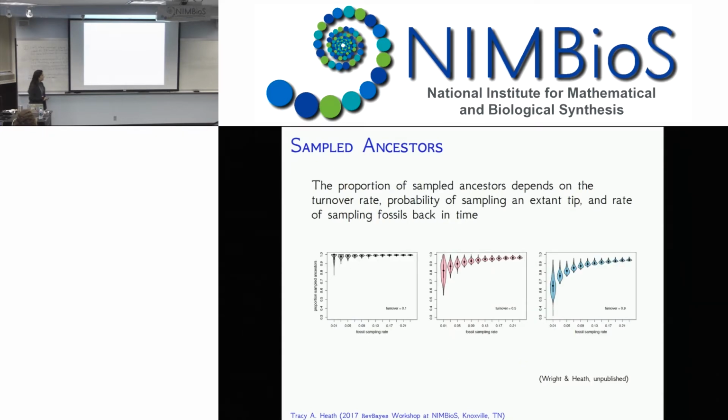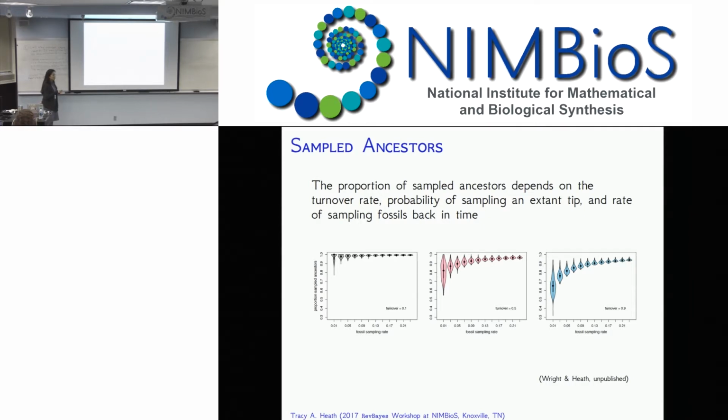And so postdoc April Wright and I actually did some simulations on this where we were just looking at, what is the proportion of sampled ancestors in simulated data? So here what we did is we varied the turnover. If you remember, turnover is the extinction divided by speciation. And we increase turnover to something that's very close to 1, and also on the x-axis of each graph is increasing the fossil sampling rate.